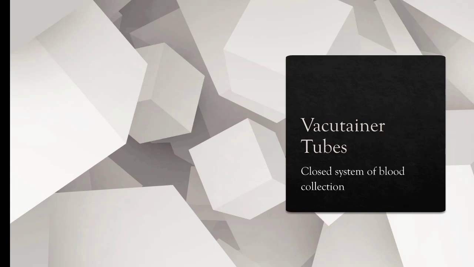Hello everyone. Today we are learning Vacutainer and its uses. Vacutainer tubes are the closed system of blood collection in the laboratory. It is important that the constituents remain unchanged after the withdrawal of the blood or body fluid of the patient to obtain valid medical laboratory results.